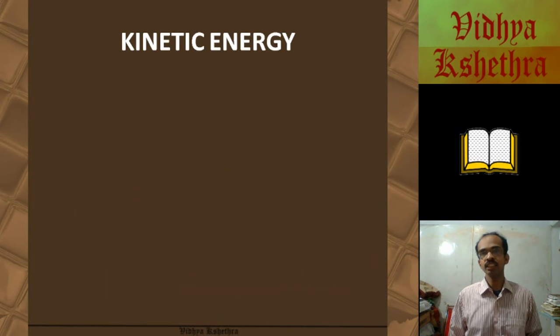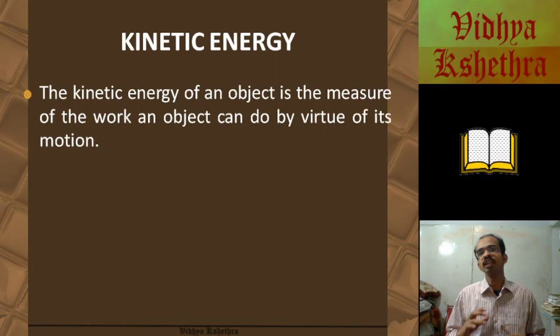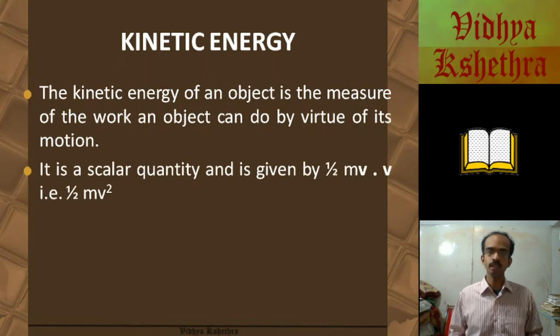Now, kinetic energy. The kinetic energy of an object is the measure of the work an object can do by virtue of its motion. It is the energy possessed by a body if it is in motion. It is a scalar quantity and is given by half mv square, where m is the mass and v is the velocity with which the body is moving.